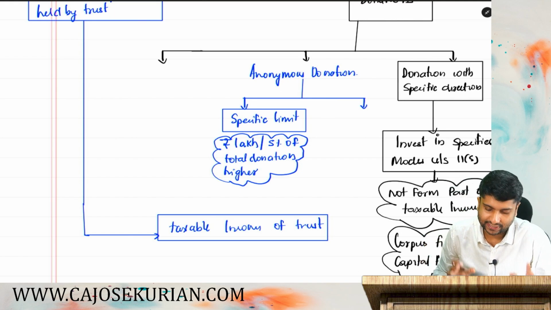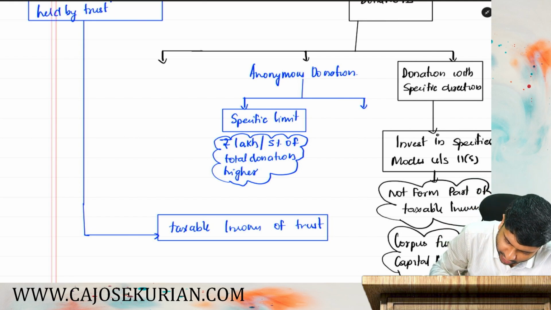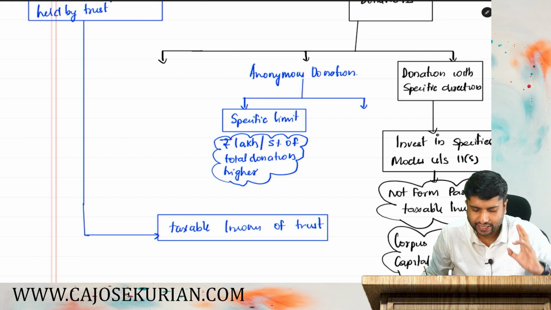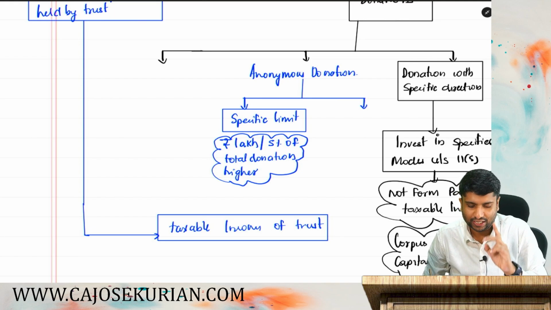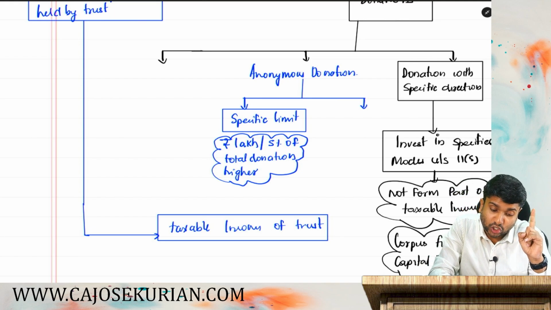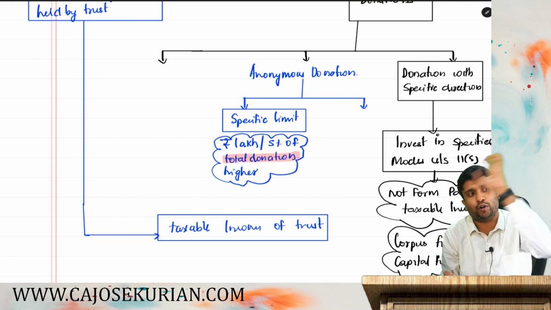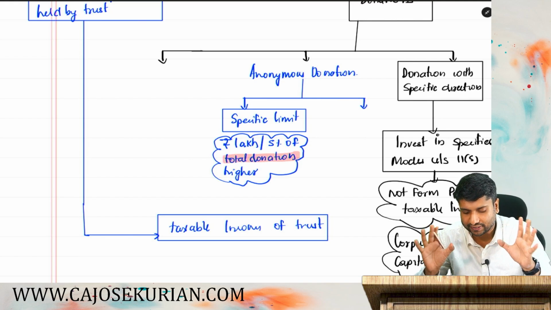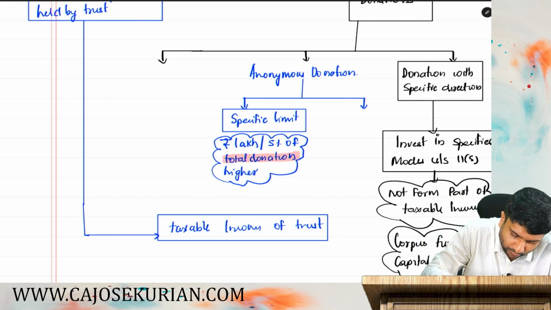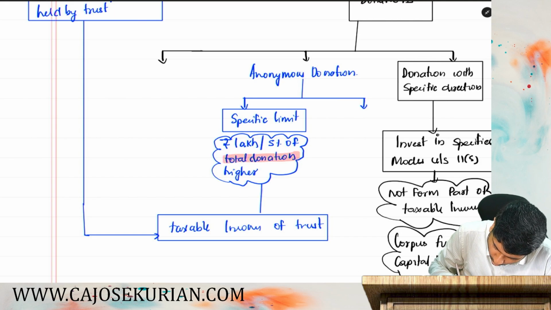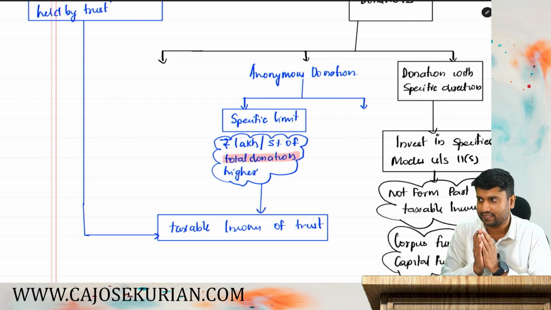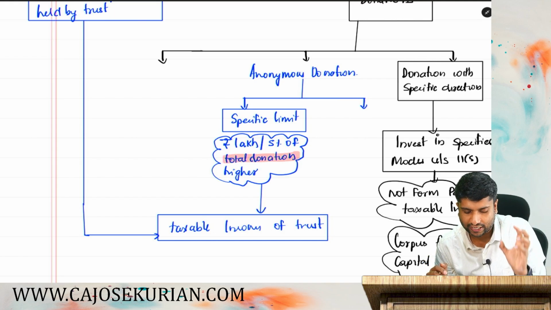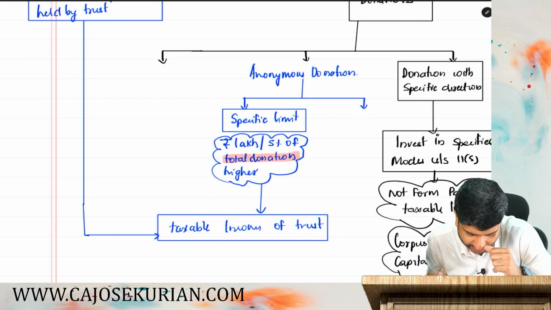So what the department says is, if you are getting an anonymous donation, no problem. You split that anonymous donation into two. First part is the specific limit. And what is the specific limit? Either rupees 1 lakh or 5% of total donation, meaning all the donations, including corpus, anonymous and other donations. You take 5% of total donation, whichever is higher. And what to do with that higher amount? That higher portion has to form part of the taxable income of that respective trust. This is what they are saying.